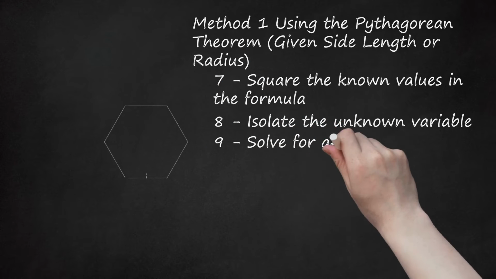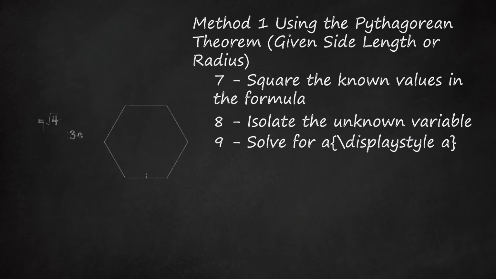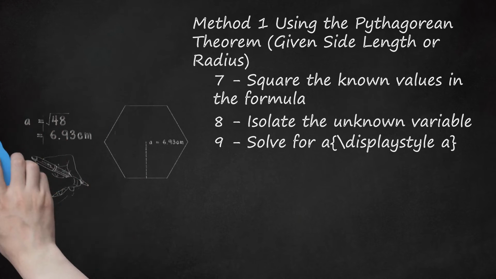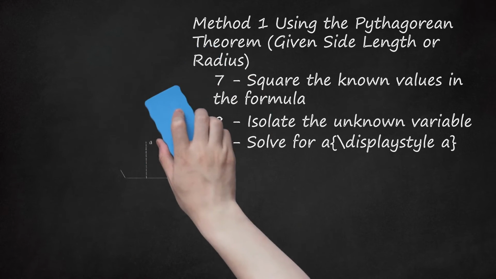9. Solve for a. To do this, find the square root of each side of the equation. This will give you the length of the missing side of the triangle, which is equal to the length of the hexagon's apothem. For example, using a calculator, you can calculate √48 = 6.93. Thus, the missing length of the right triangle, and the length of the hexagon's apothem, equals 6.93 centimeters.